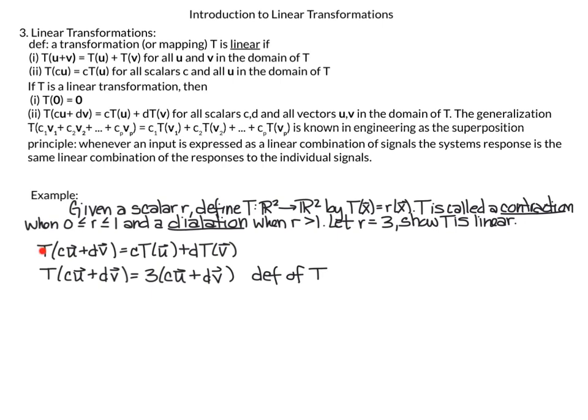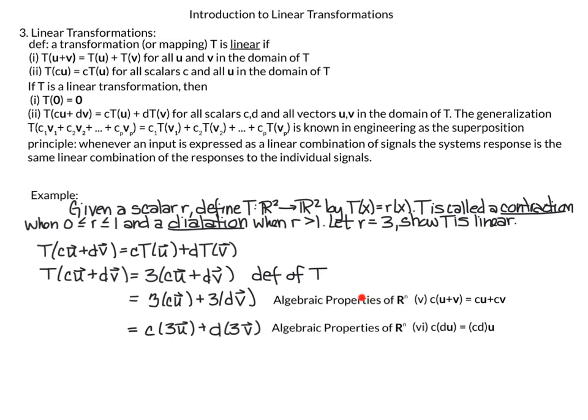So we're going to show that T of cu plus dv is equal to c of Tu plus d of Tv. And we're going to plug in our definition of T over here, which is 3 times x. So T of cu plus dv is going to be 3 times our vector cu plus dv. And that, again, we're just plugging in the definition of T.